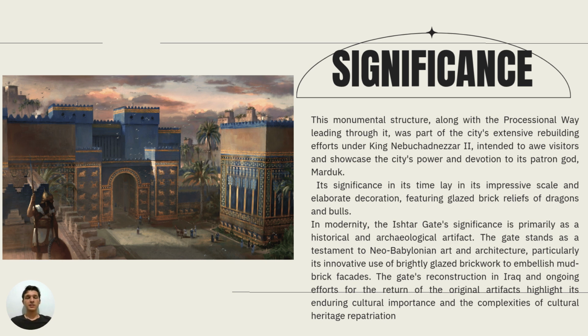As for the significance that the Gate of Ishtar has in modern times, it has become an important archaeological and historical artifact. It is considered one of the best examples of Neo-Babylonian art and architecture, especially because of its innovative use of glazed brickwork. This gate also raises important questions about cultural heritage and repatriation. Parts of the original gates were reconstructed in Berlin, while Iraq has also worked on some reconstruction projects that are ongoing as of today.